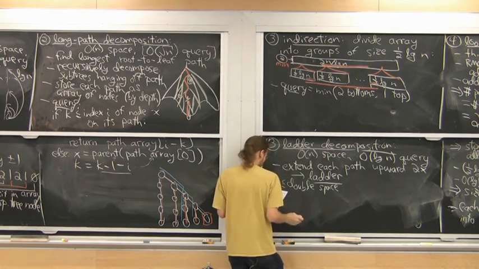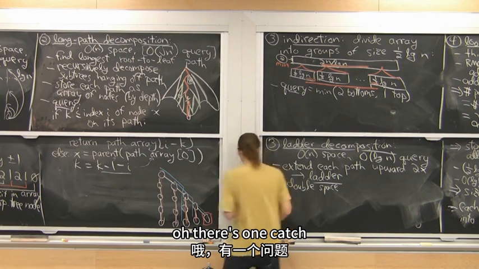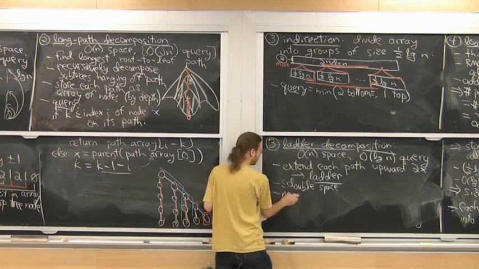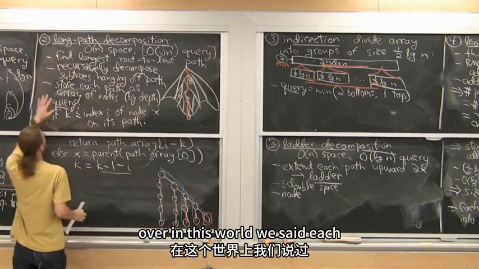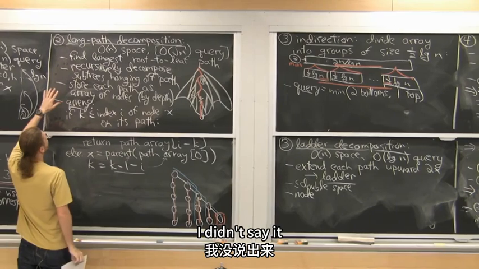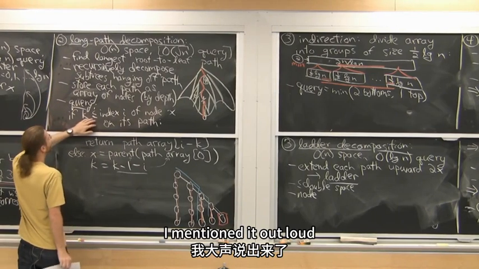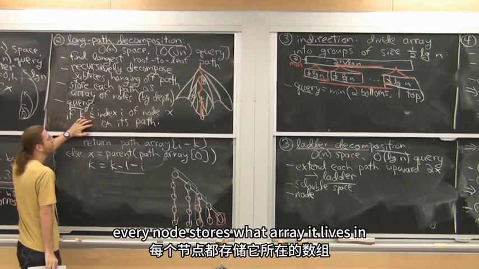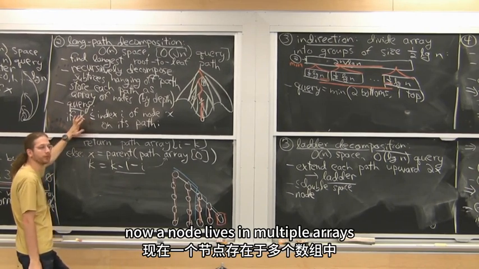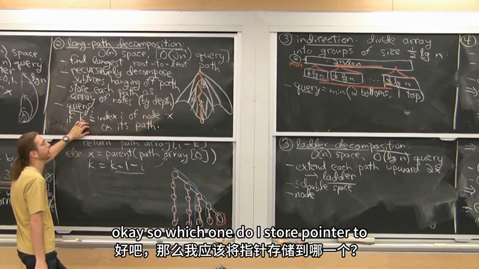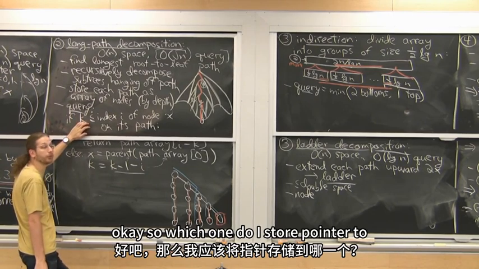Now, there's one catch. Over in this world, we said each node stores what array it lives in. I didn't say it, but I meant to, or I mentioned it out loud. Now a node lives in multiple arrays. Okay, so which one do I store a pointer to?